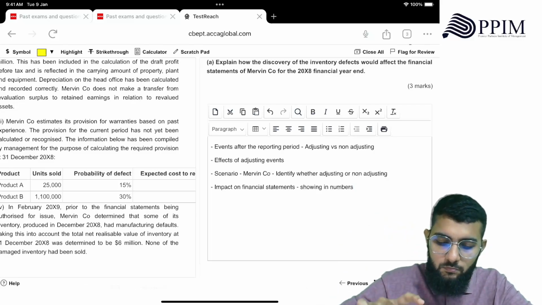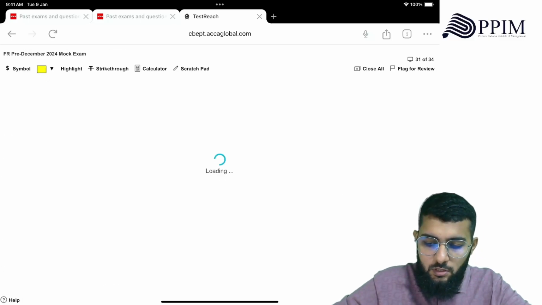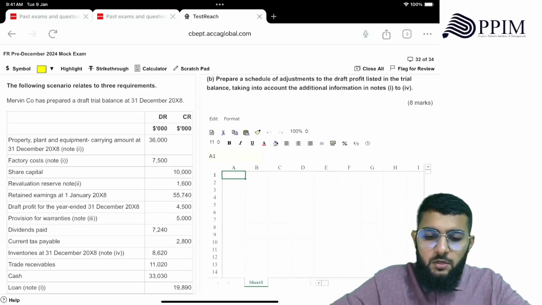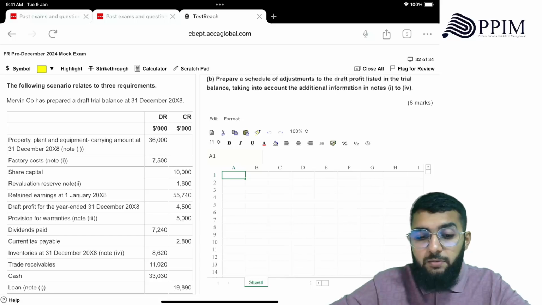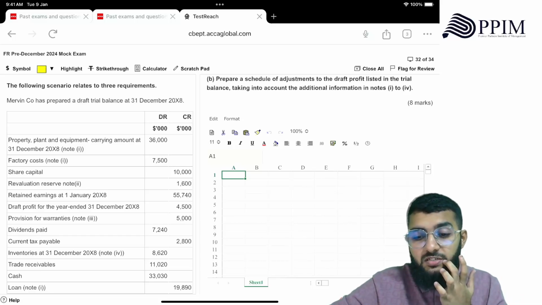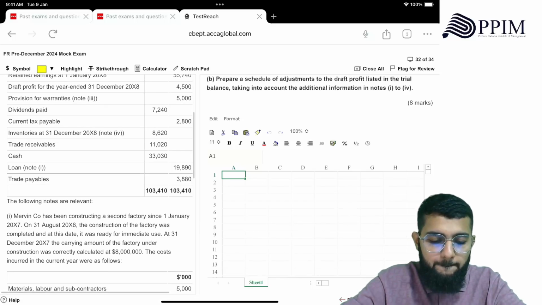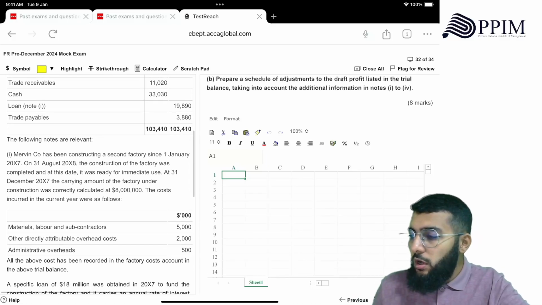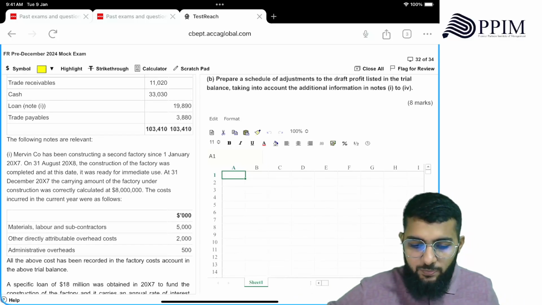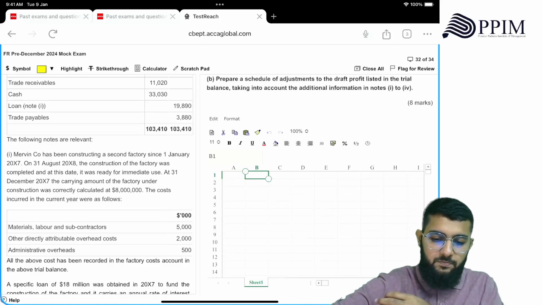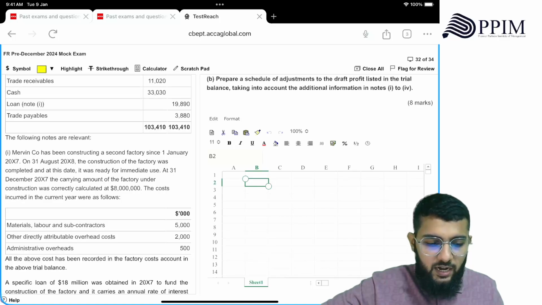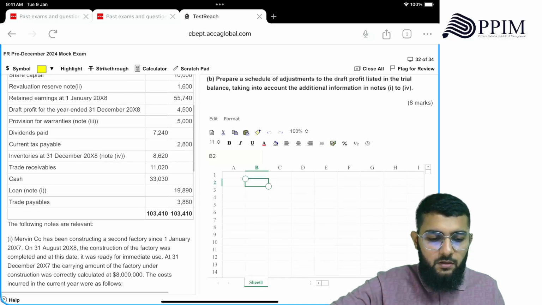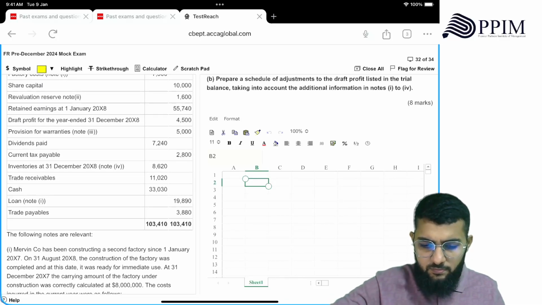Okay. Next. Prepare a schedule of adjustments to the draft profit listed in the trial balance, taking into account the additional information in notes 1 to 4. From notes 1 to 4, whatever the information, you'll have to consider that in your draft profit. So you'll have to do each note as a working here. You start off with the draft profit.